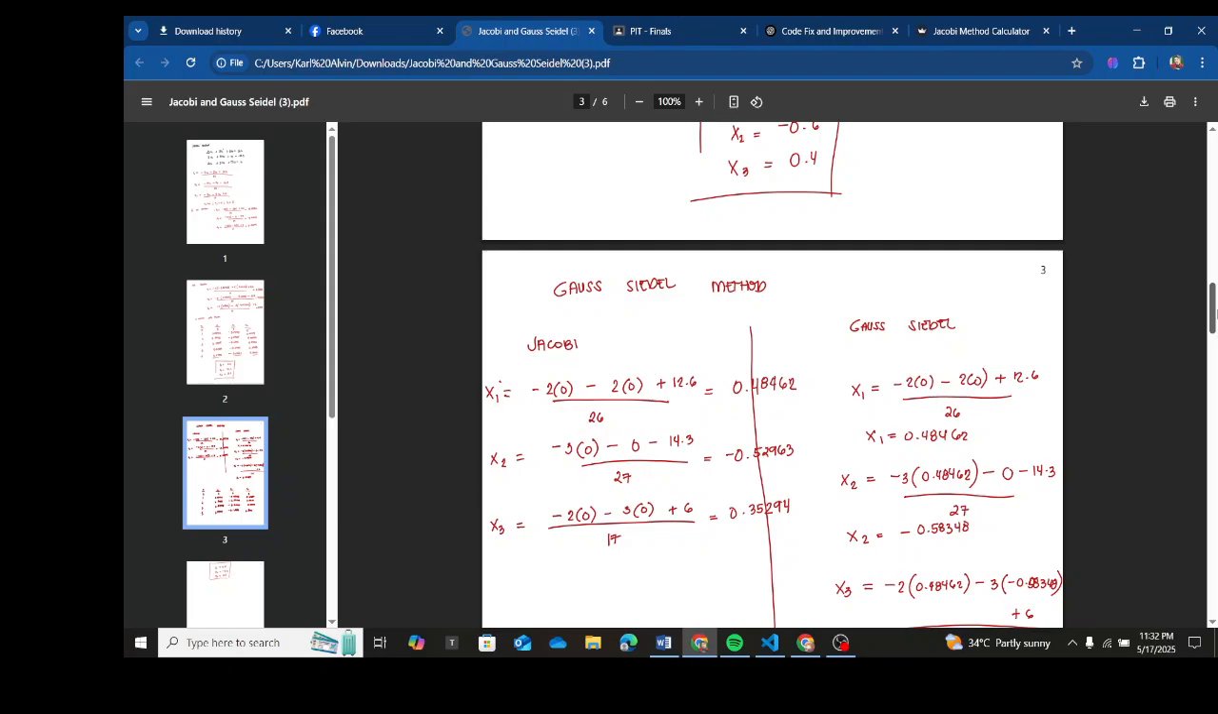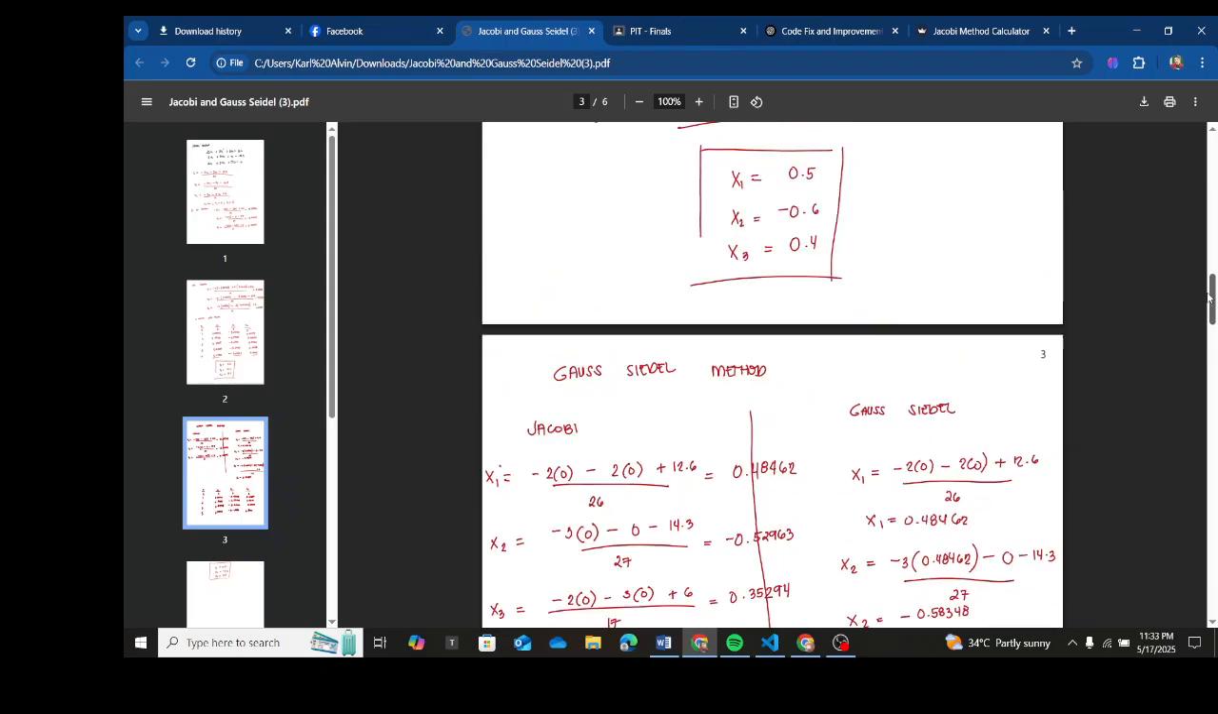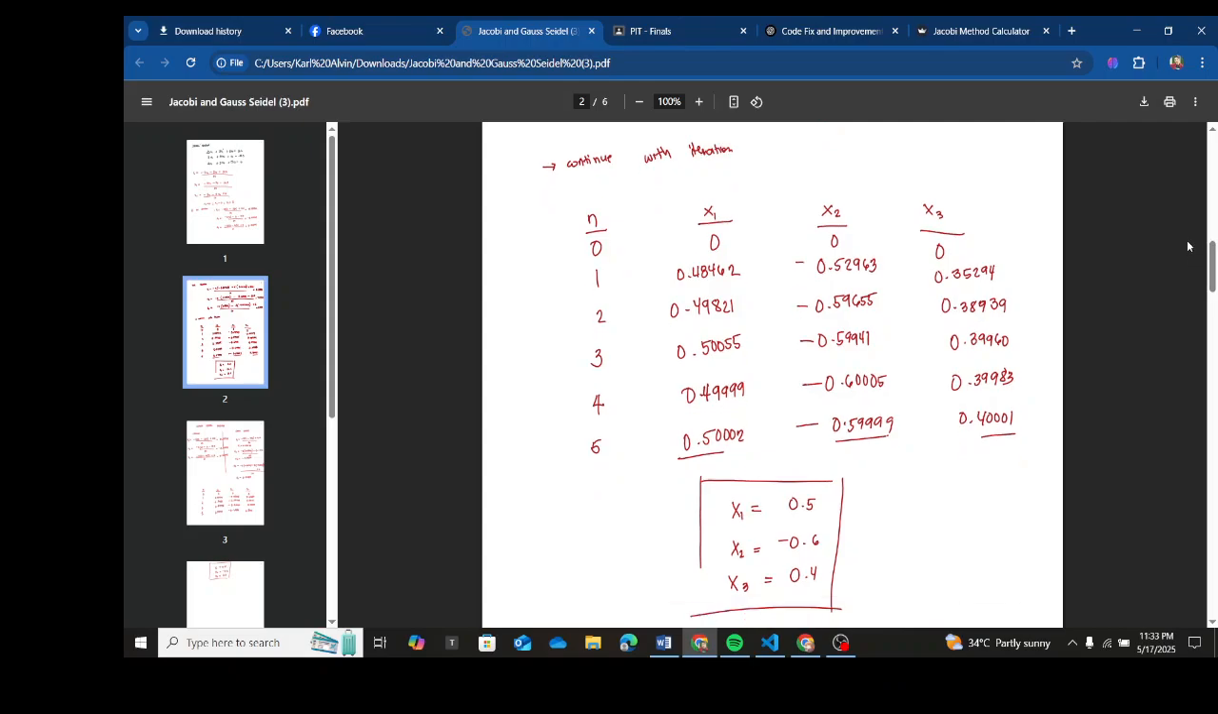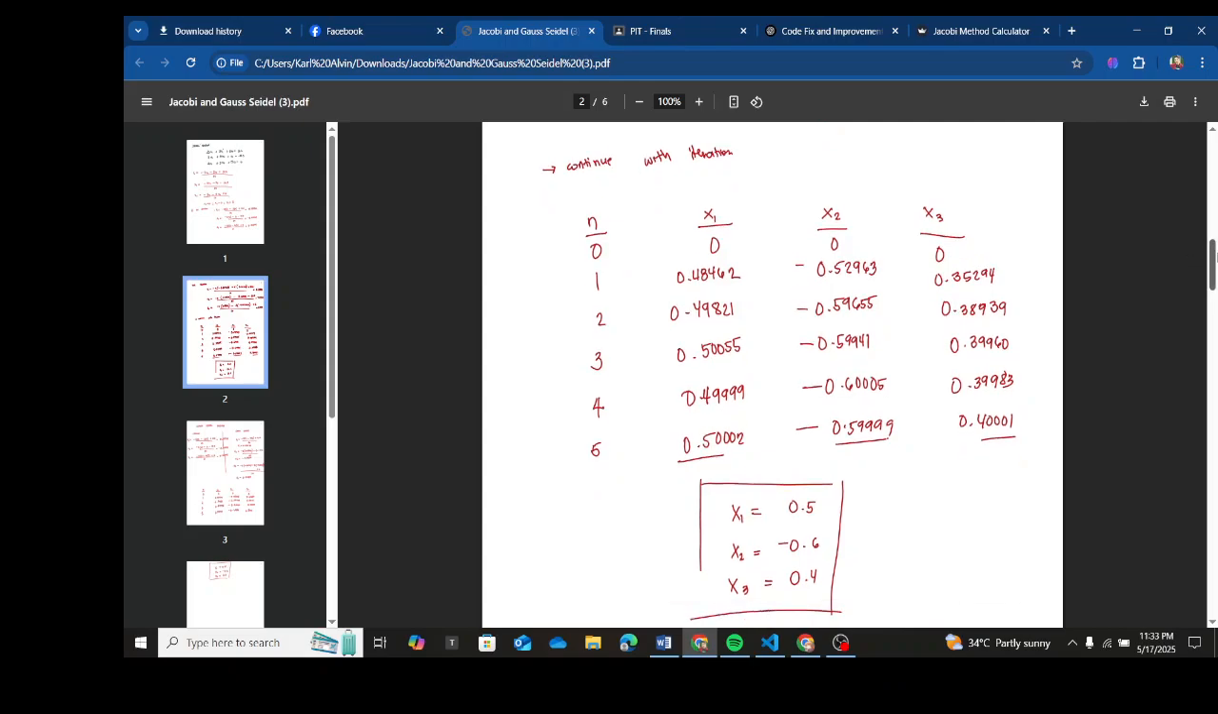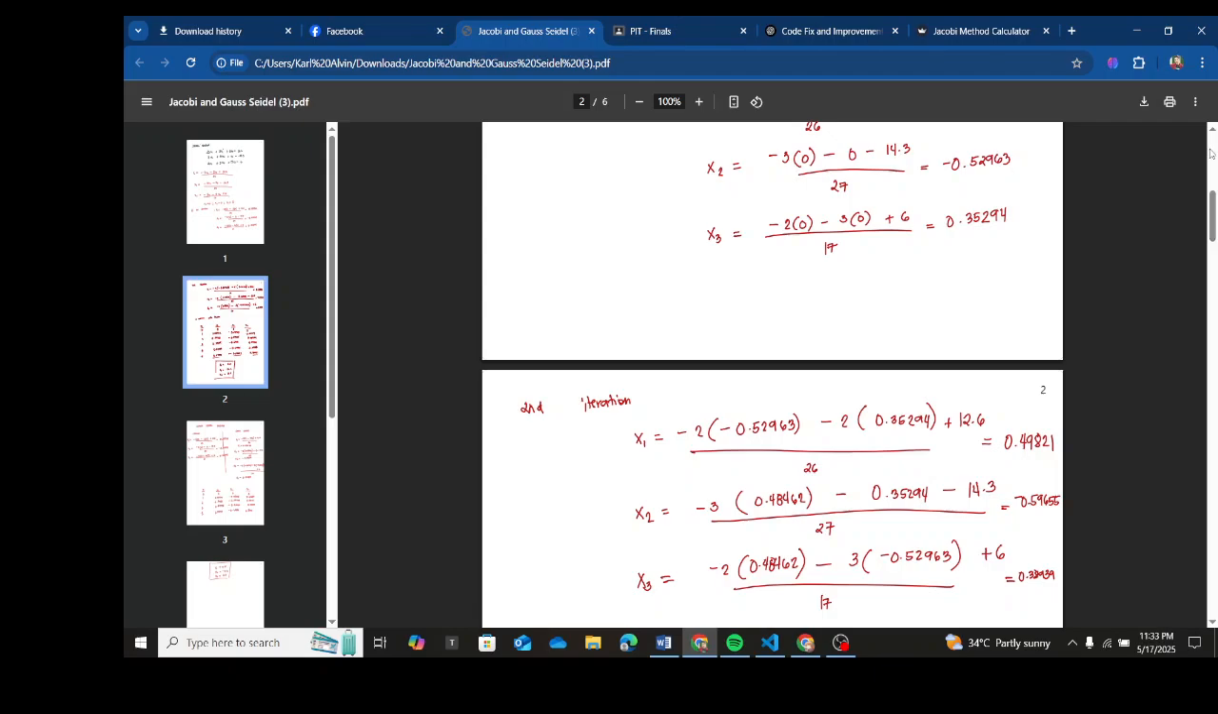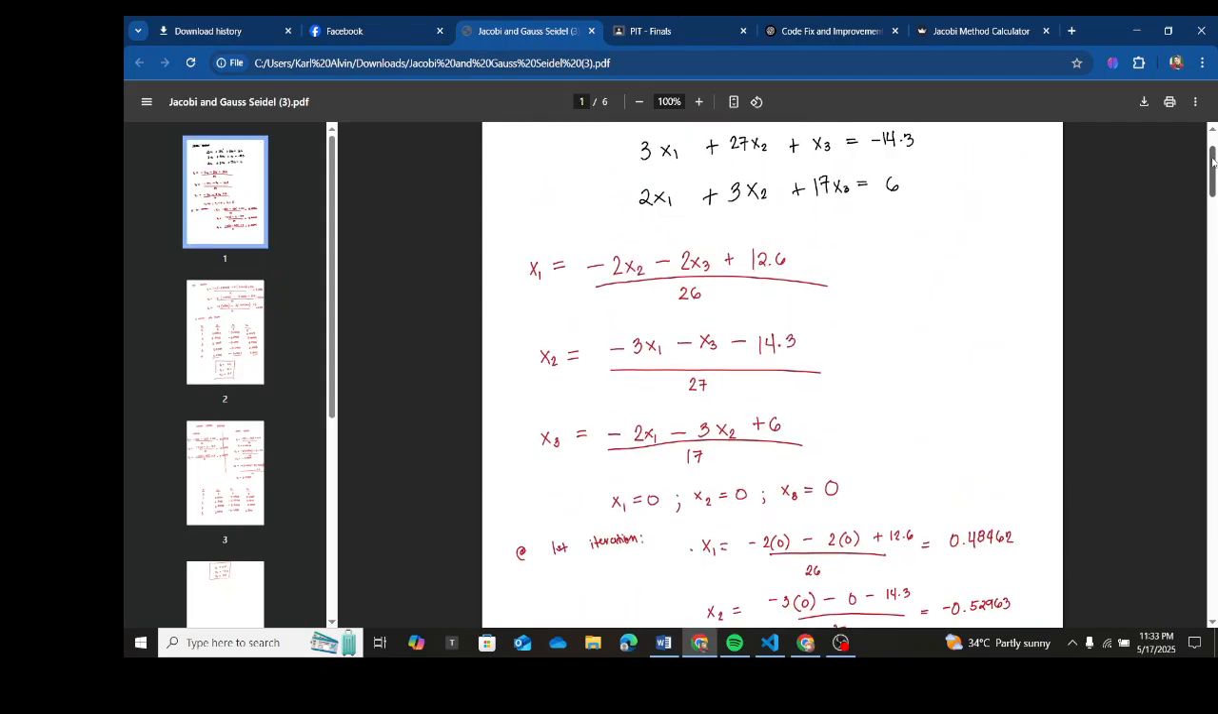This part is the Gauss-Seidel method. Actually, this came from the example of our instructor, so I just got this note from him, sir.